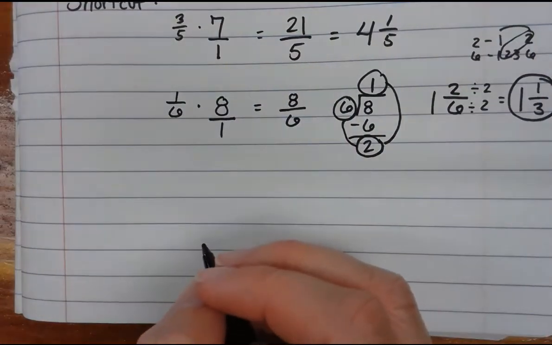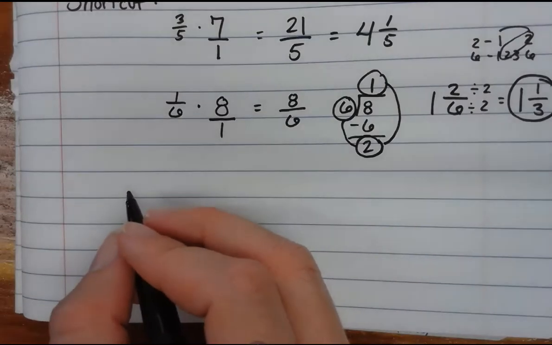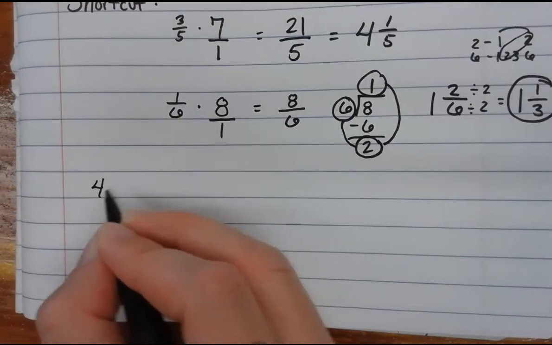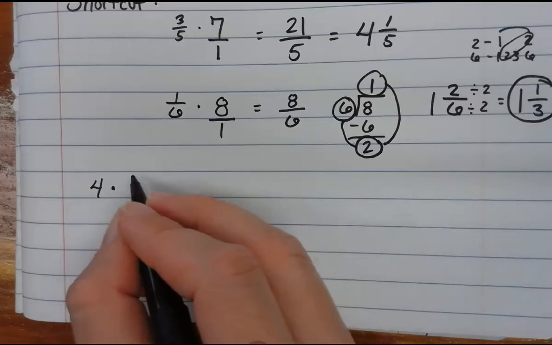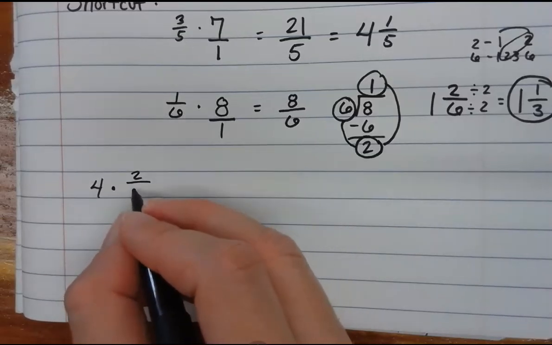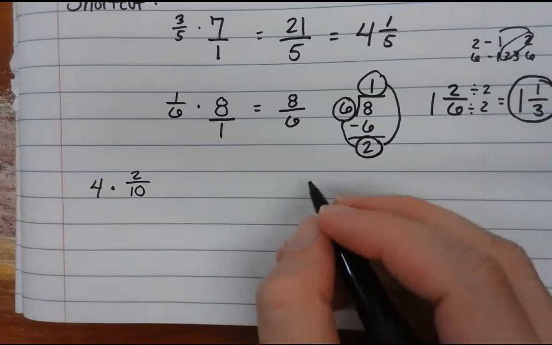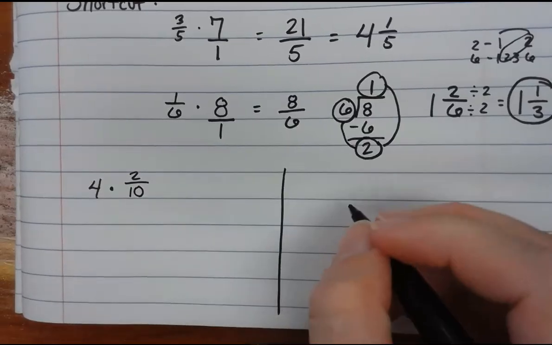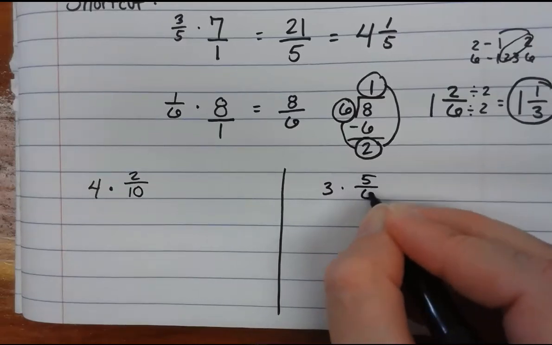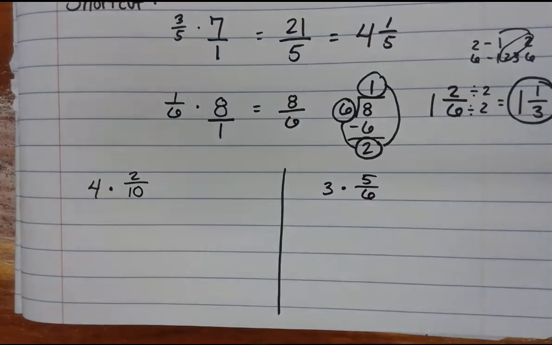So let's try this one. Let's try 4 times 2 tenths. And let's try 3 times 5 sixths. There we go. All right, if you want to pause the video and try those on your own, and then we'll come back and check them.